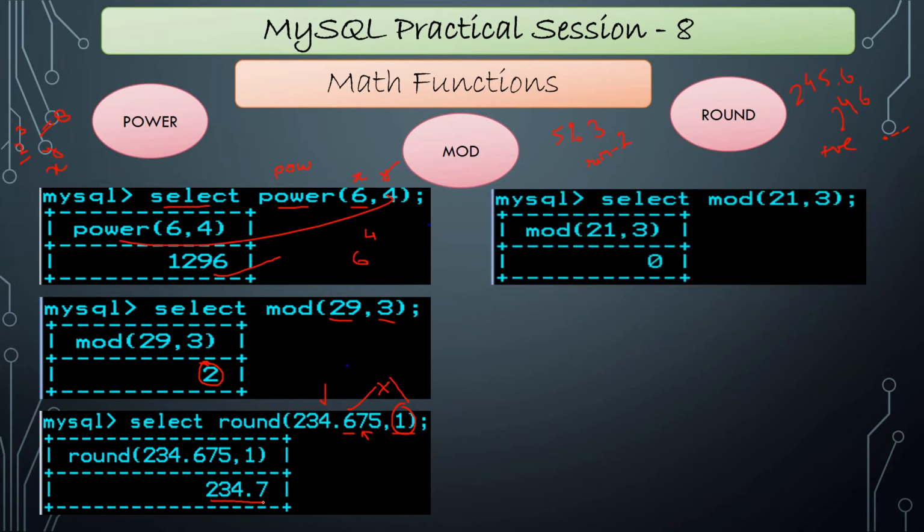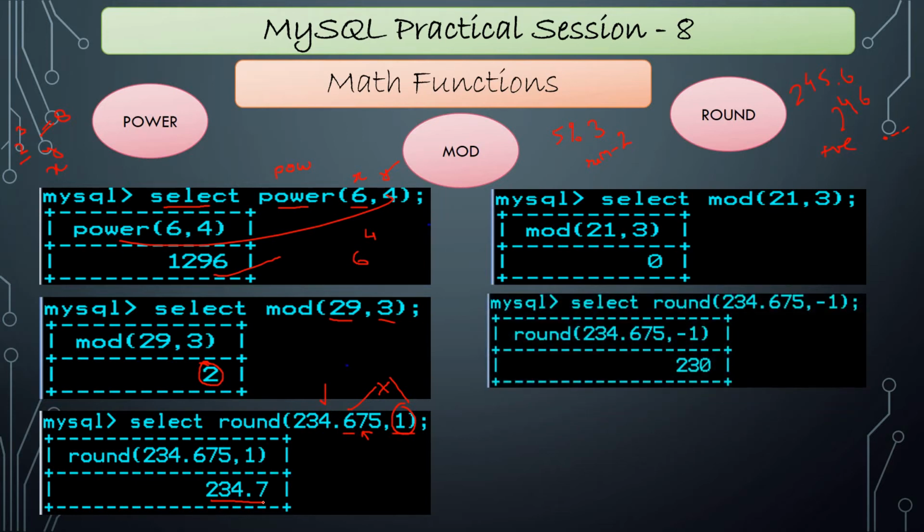Next one. Okay, there is one other example of mod, that is 21 comma 3. And we all know that 21 gets divided by 3, so it's 0. After that, one more example of round. So you can see now I am giving a negative value. Negative value means before the decimal.